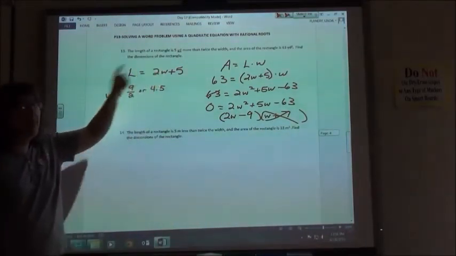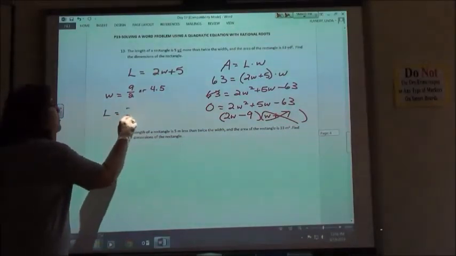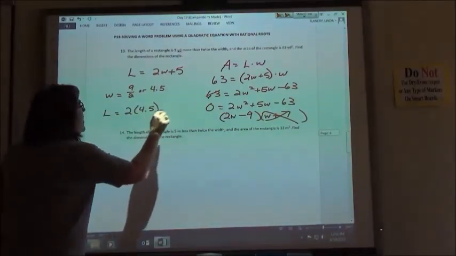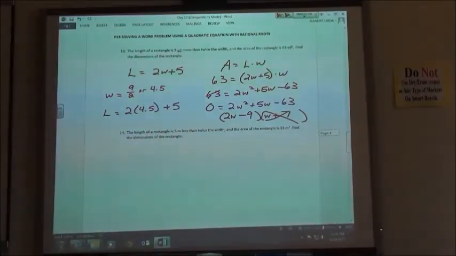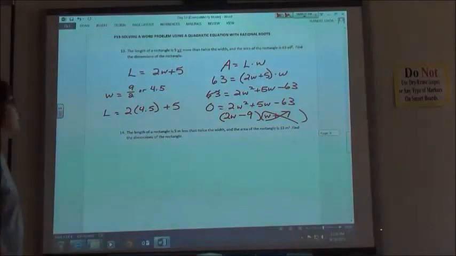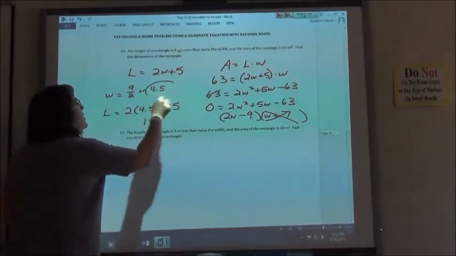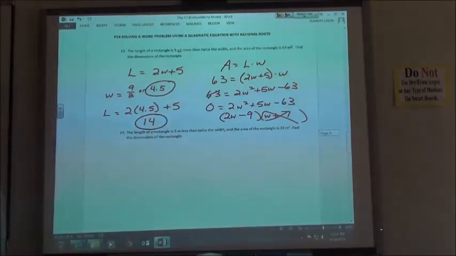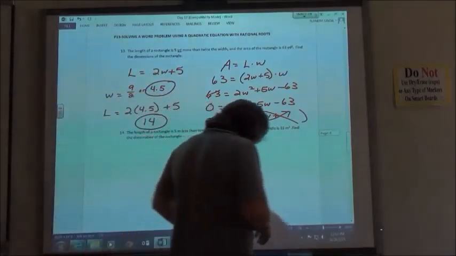I then go back and find my length. So my length would equal 2 times 4.5 plus 5, which would give me 14. So my width is 4.5, my length is 14. If I wanted to double check myself, if you take 14 times 4.5, what do you suppose you get? 63, right? Because that's what the area is supposed to be. If you didn't get 63, something's wrong.